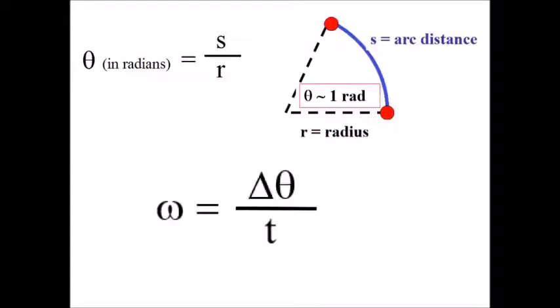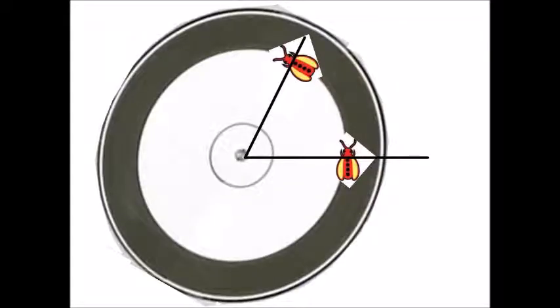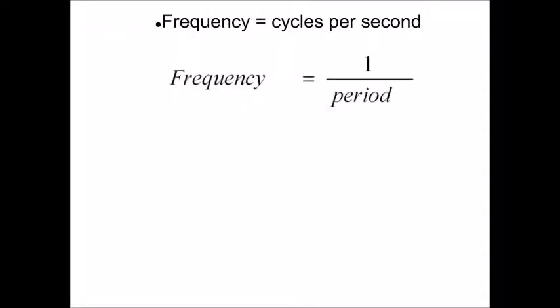you could talk about its angular velocity. This is not a W. This is omega. Angular velocity, change in angle per time. I know what we can do. We can talk about this bug going from position 1 to position 2 in terms of its frequency. Frequency defined as the number of cycles per second.